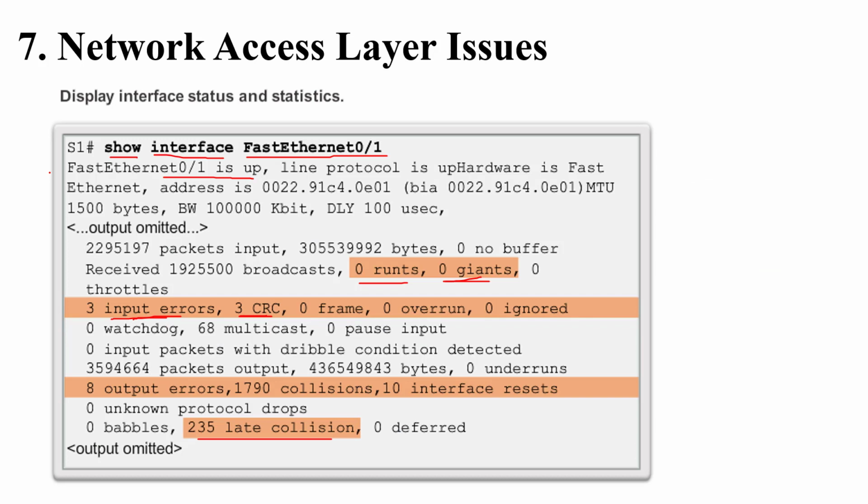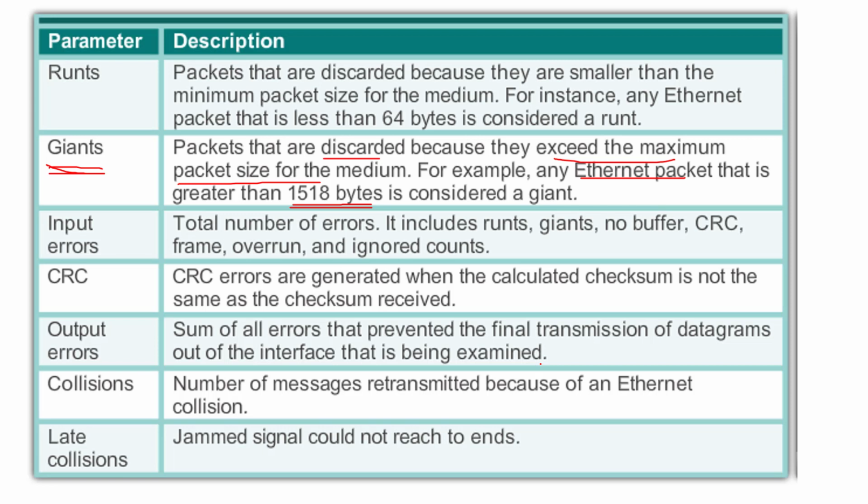In FastEthernet 0/1, there are no giant packets, 0 giants. We have not received any giant packets. So giant means the oversized packet. In a single word, it is an oversized packet, the size will be greater than 1518 bytes. This is giant packets.